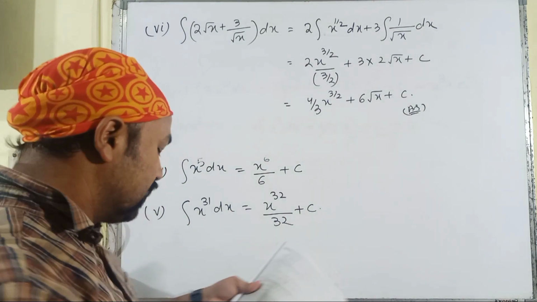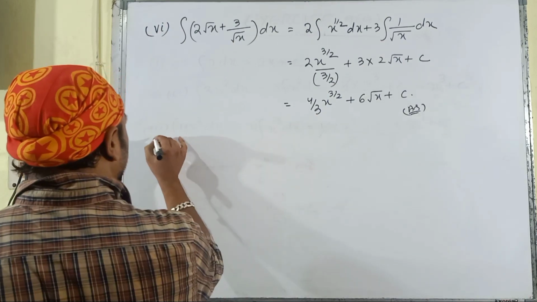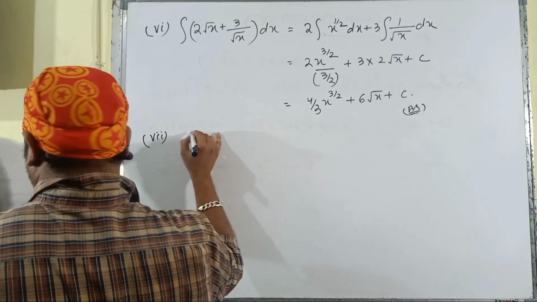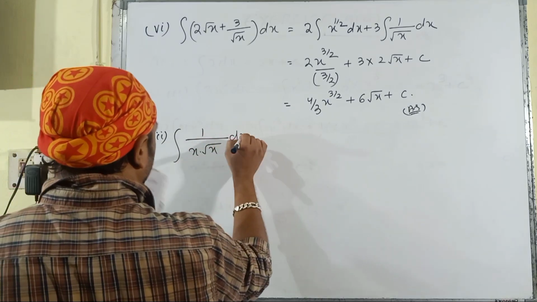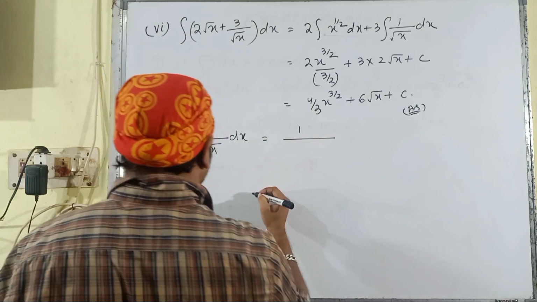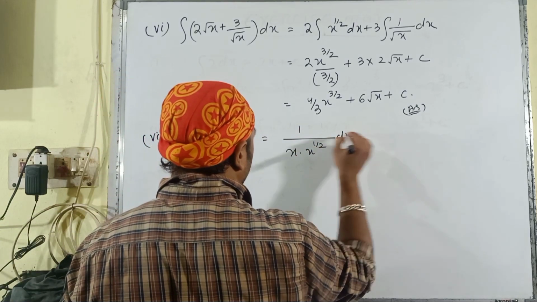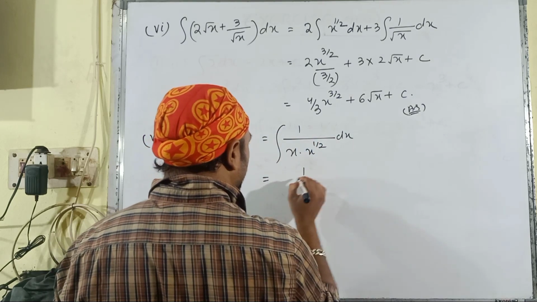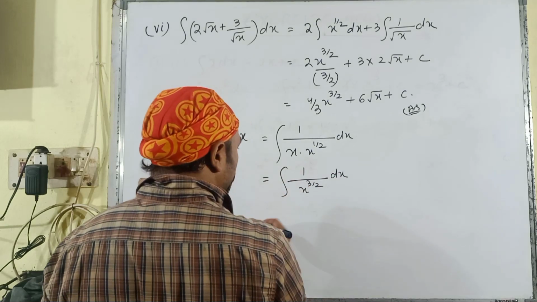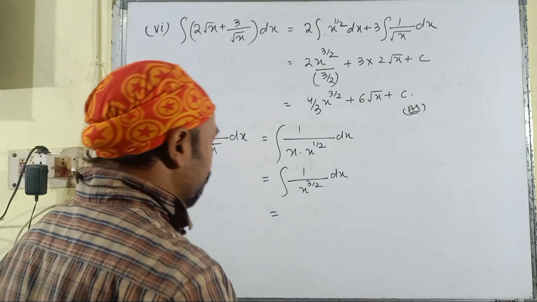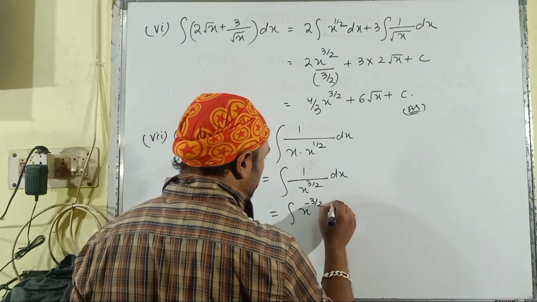Then moving to the seventh bit. So here it is the seventh bit. Integral of 1 upon x multiplied with root x dx. Then it can be simplified into the form of x multiplied with x to the power 1 by 2 dx. Then it will be 1 upon x to the power 3 by 2. Integral of 1 upon x to the power 3 by 2 with respect to x. Then it will be integral of x to the power minus 3 by 2 dx.